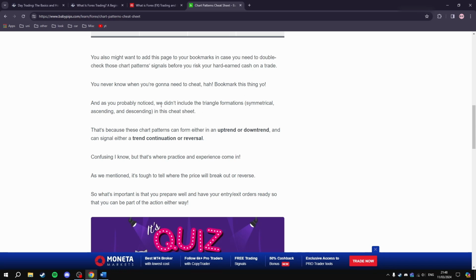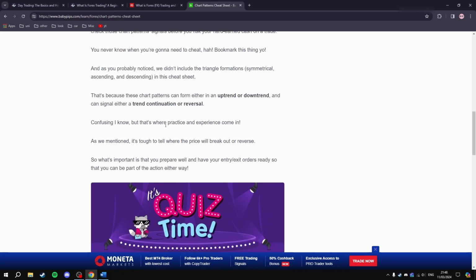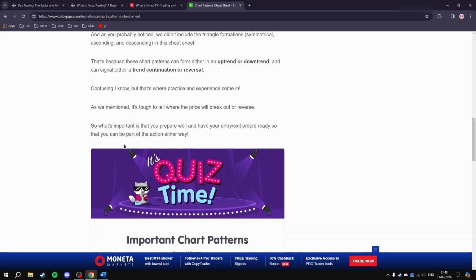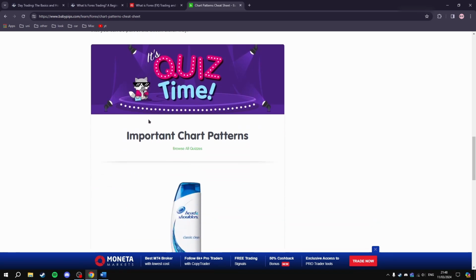And as you probably noticed, we didn't include the triangle formation, symmetrical, ascending and descending, in this cheat sheet. That's because these chart patterns can form either in an uptrend or downtrend, and can signal either a trend continuation or reversal. Confusing, I know, but that's where practice and experience comes in. As we mentioned, it's tough to tell where the price will break out or reverse. So what's important is that you prepare well and have your entry and exit orders ready so that you can be part of the action either way.